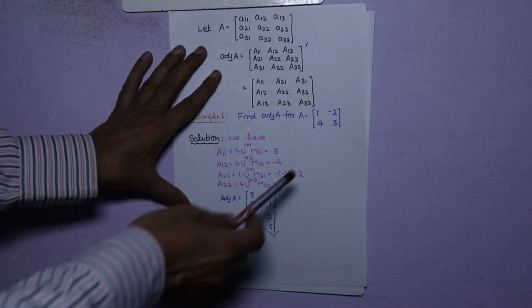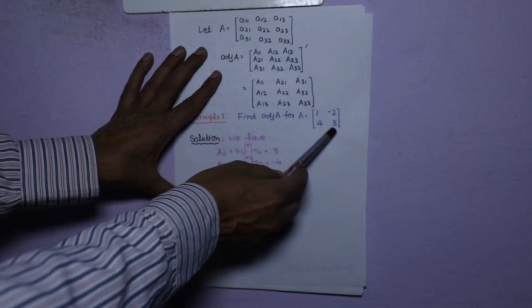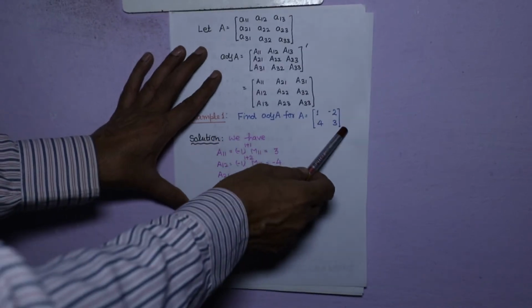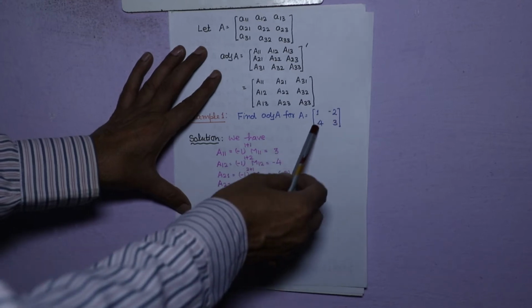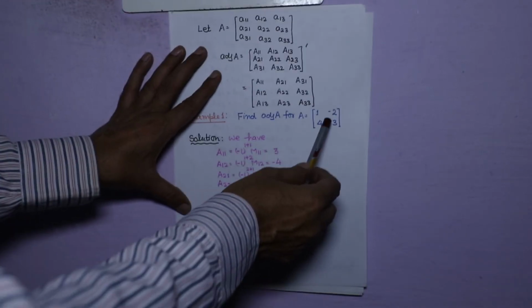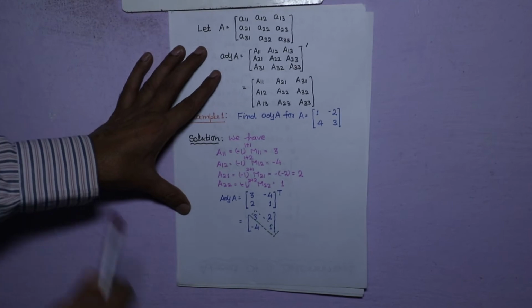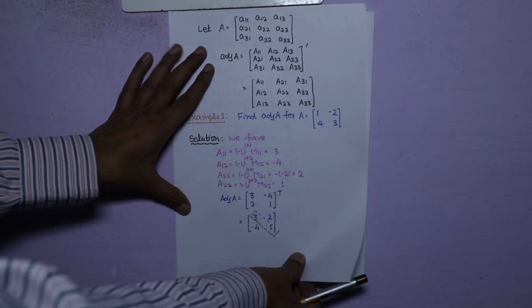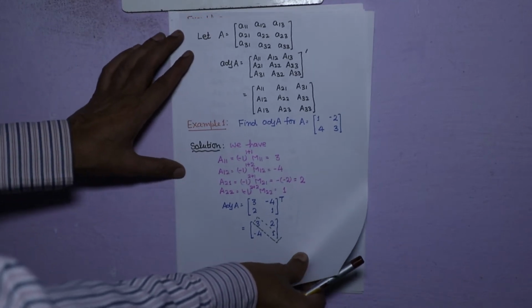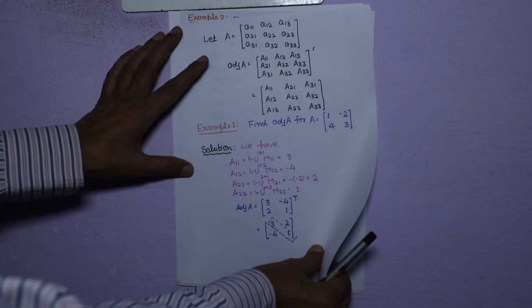Here you can see that the elements of the diagonal are interchanged: 1, 3 becomes 3, 1. And here their signs are changed: minus becomes plus and plus becomes minus. This way you can get it directly in a competitive exam, but not here. Here you have to show all the steps.